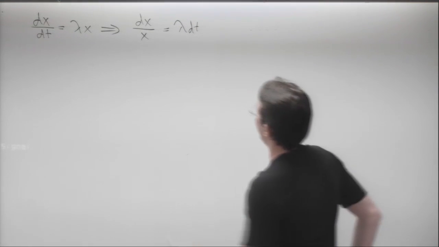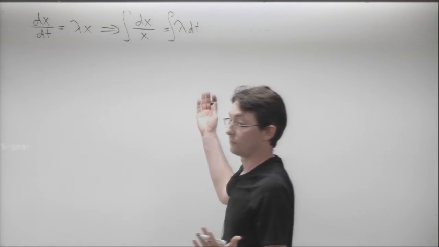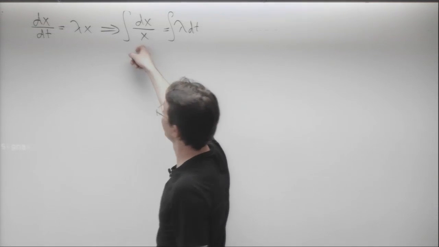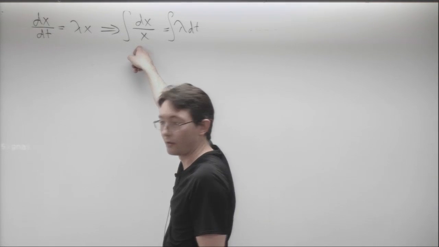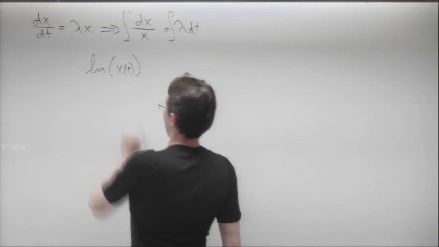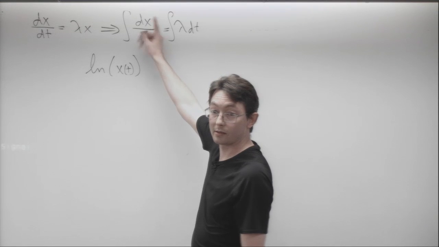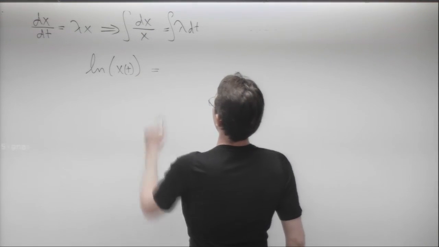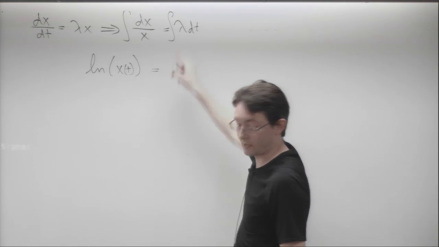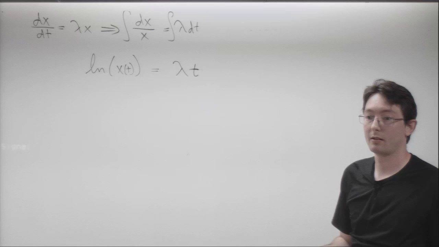Right? And if I integrate both sides of this with respect to x on the left and with respect to t on the right, then what's the integral of dx over x? Natural log of x, right? So ln of x of time. X is a variable of time. Remember here we're only integrating with respect to x. And that equals, what's the integral of number times dt? Just that number times t, right? Lambda t.